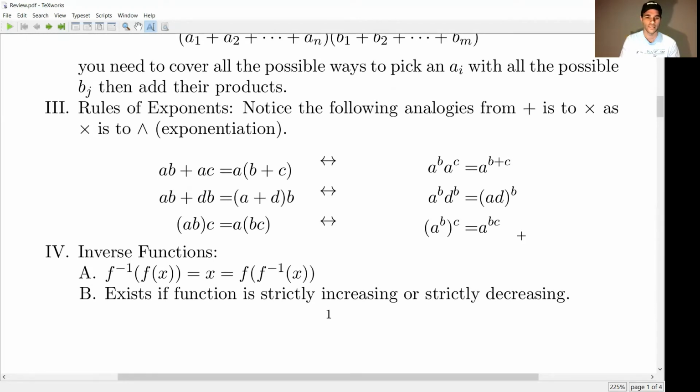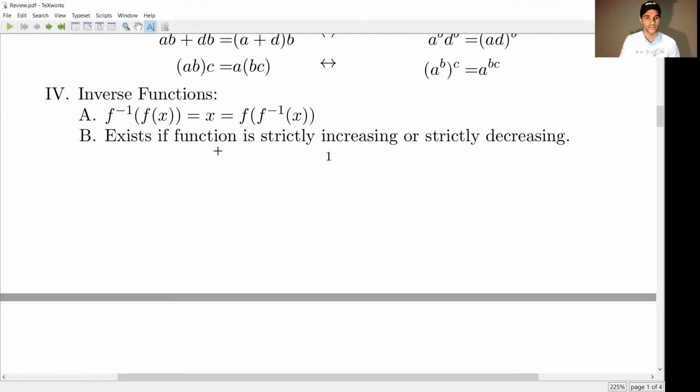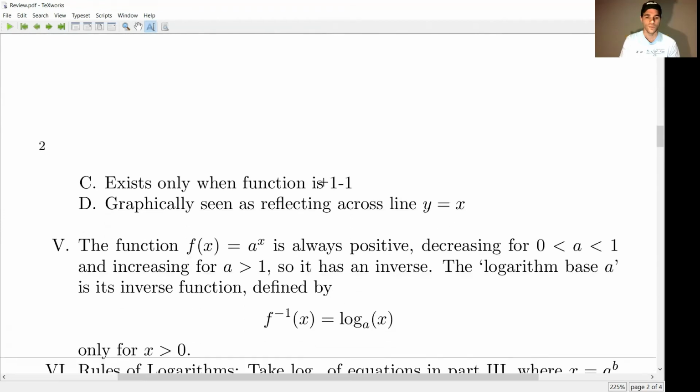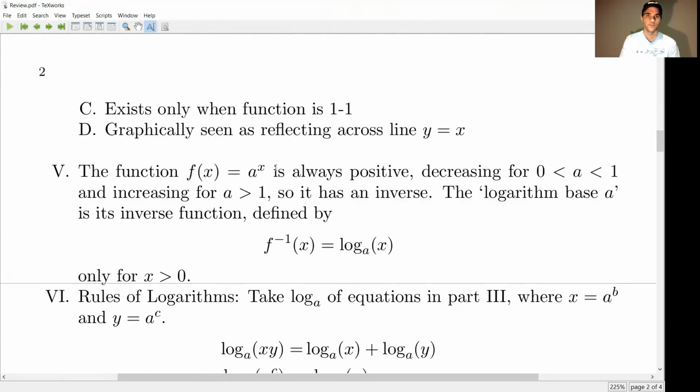They follow pretty similarly. For inverse functions, F inverse is the inverse of F if the composition in either direction gets back to the input. The inverse function does not always exist, but usually all you will need to worry about is when it is an increasing or decreasing function. As long as it's increasing or decreasing, the inverse will exist. And you can think about the inverse function graphically as reflecting the graph of that function across the line y equals x.